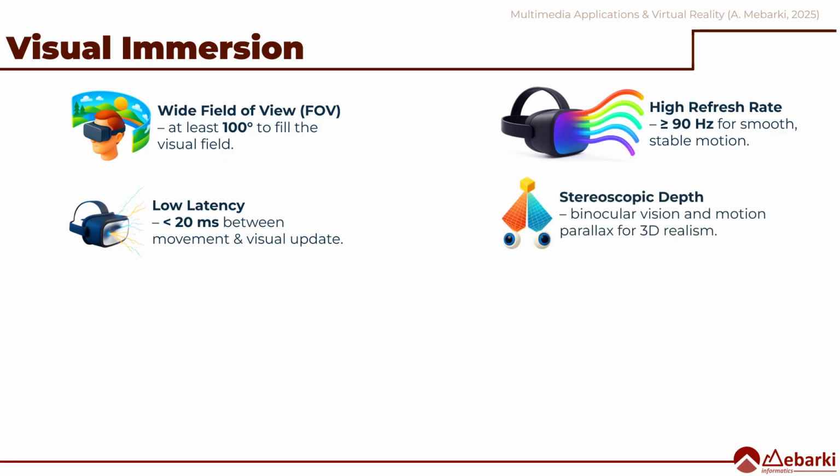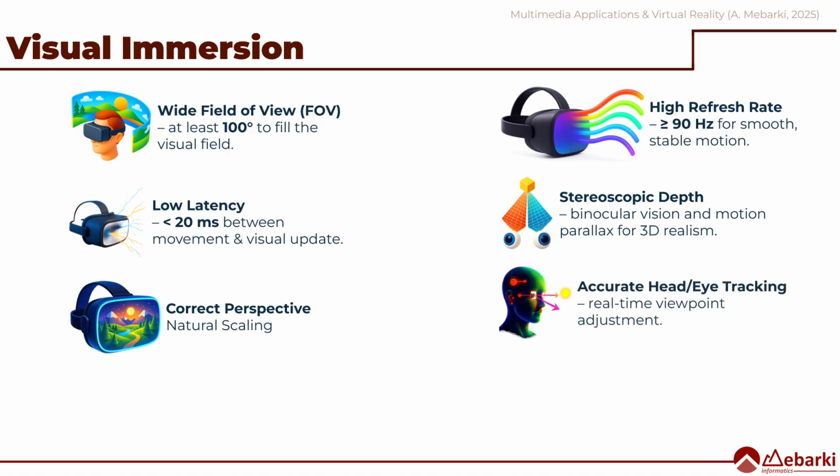Fourth, each eye sees a slightly different image, creating binocular disparity and depth perception. Combined with motion parallax as the user moves, this generates a strong 3D illusion. Fifth, objects must follow real-world proportions and perspective. Errors in scale or distance can immediately break immersion. Sixth, the system must respond accurately to gaze and head movements, allowing natural viewpoint adjustments and maintaining visual alignment.